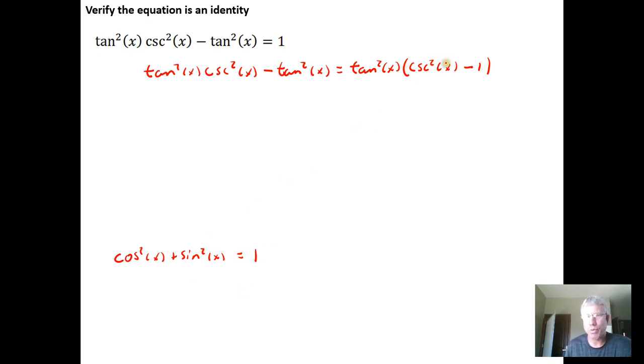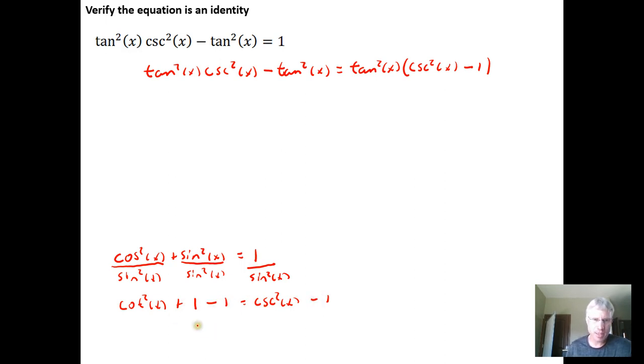I see a cosecant squared, and I know that cosecant is 1 over the sine squared. So to generate a cosecant squared, I divide both sides of the Pythagorean identity by sine squared. Divide by sine squared of x. And cosine squared over sine squared is cotangent squared, plus sine squared over sine squared is 1 as long as sine isn't 0. And 1 over the sine squared is the cosecant squared. And I see that if I subtract this 1 from both sides, I get that the cotangent squared is equal to the cosecant squared of x minus 1.